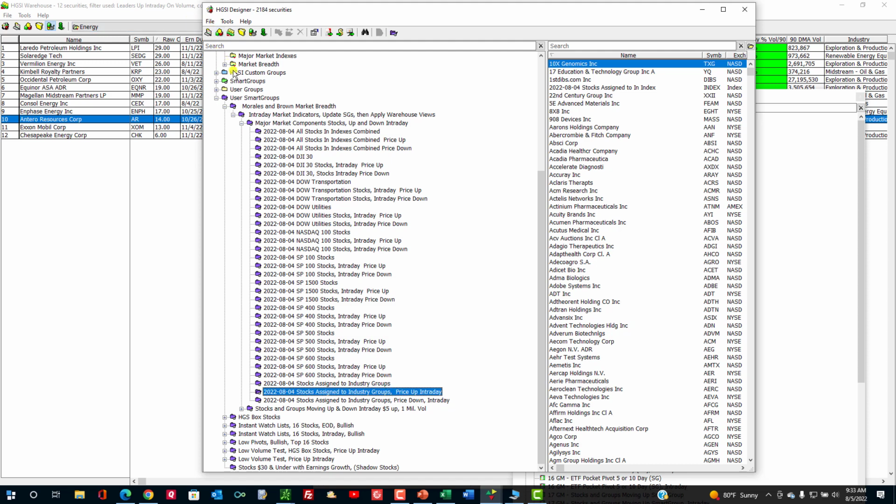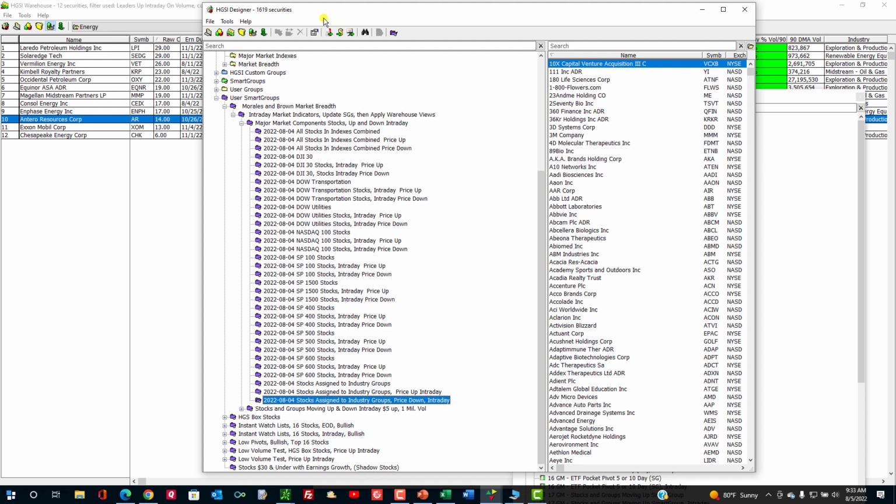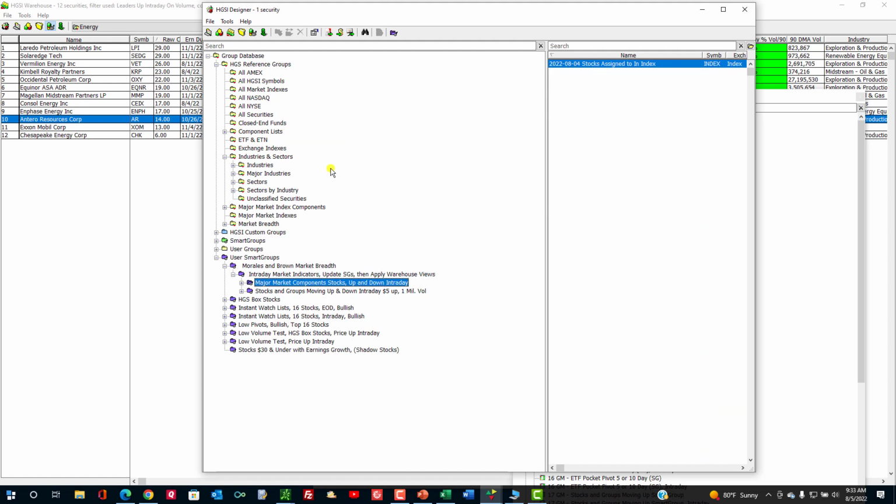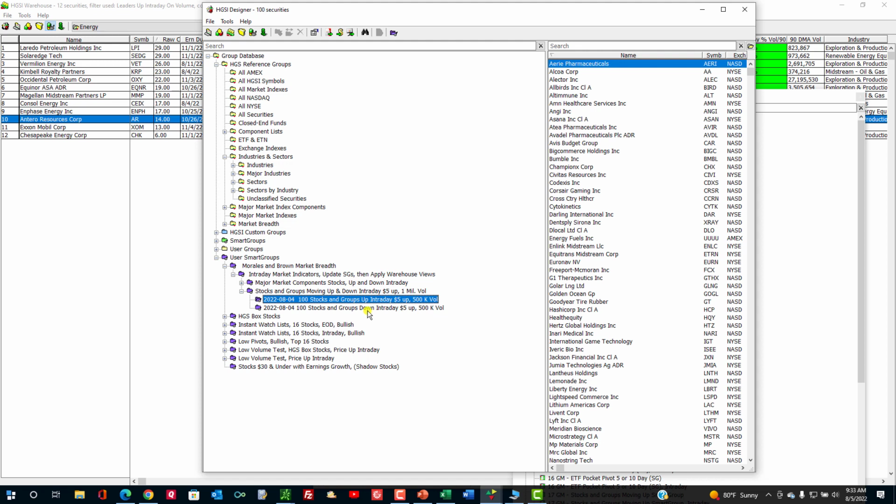Let's go down to stocks assigned to industry groups. There are 2184 up and 1619 down. So it's running positive. That early morning reaction from the market can be expected. It shakes a lot of people out, runs a lot of stops, and then the buyers step in and scoop up the bargains. Now what I want to show you here is these are stocks and groups that are moving up $5 and up, trading at least 500,000 shares.